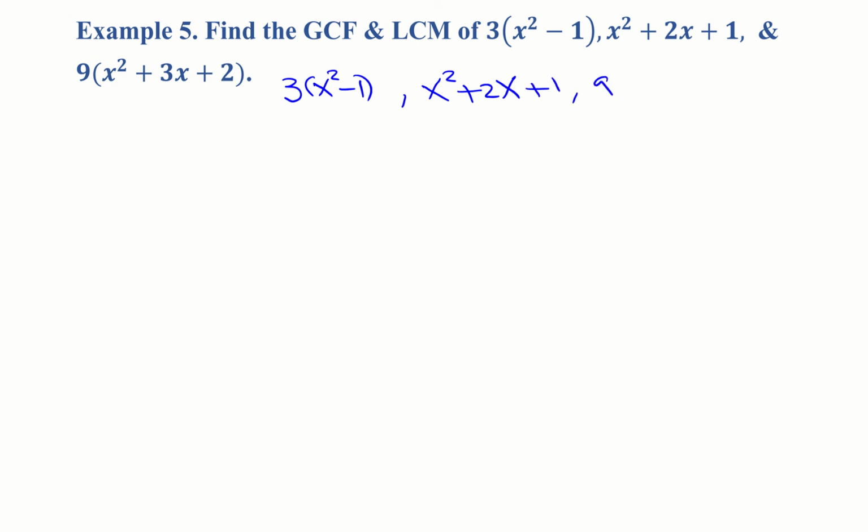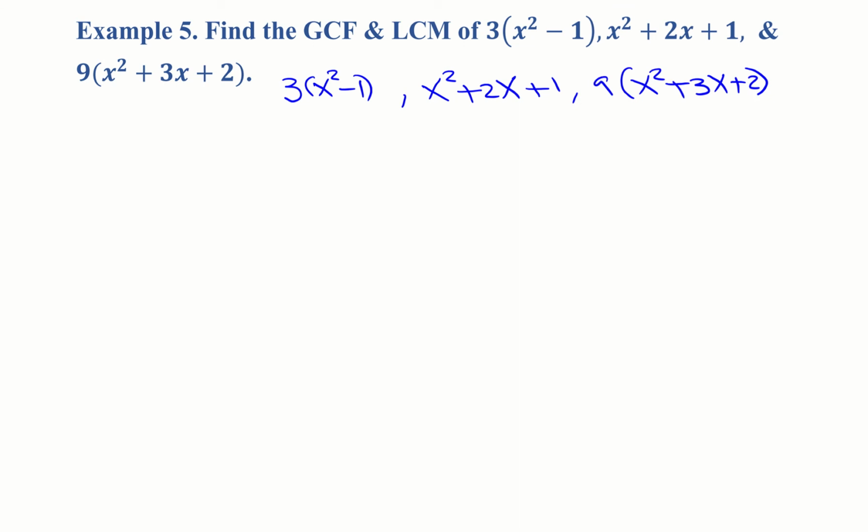And the last one is 9 times x squared plus 3x plus 2. So we're going to take each of these three expressions, 3 times quantity x squared minus 1, and then x squared plus 2x plus 1, and 9 times quantity x squared plus 3x plus 2, and we're going to factor them as much as possible.